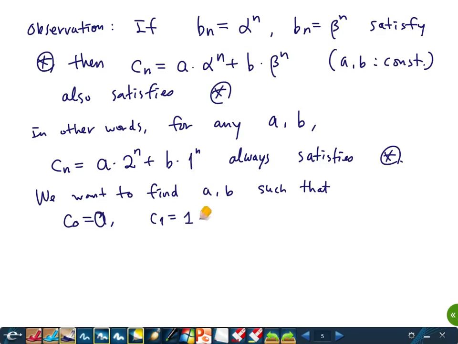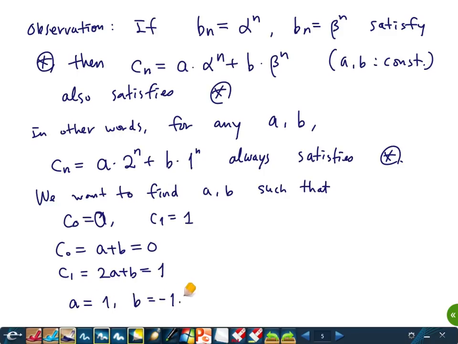But this is just a simple computation. Just put n equals 0. C0 equals A plus B. We want this to be 0. And C1 is 2A plus B. We want this to be 1. Now we can solve this system of equations, and then we get A and B. So if you solve this, what is A? A equals 1, B equals minus 1, I think, right?